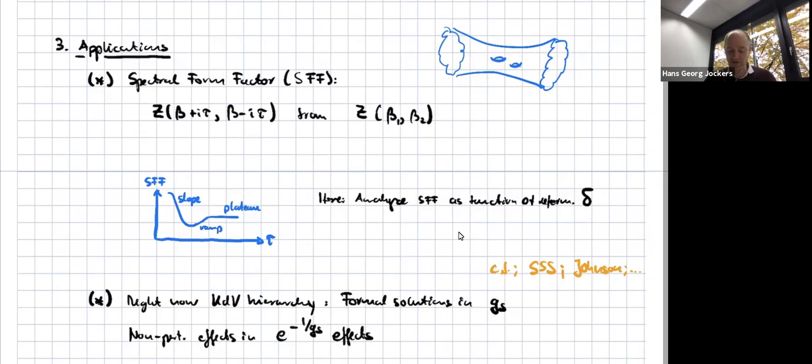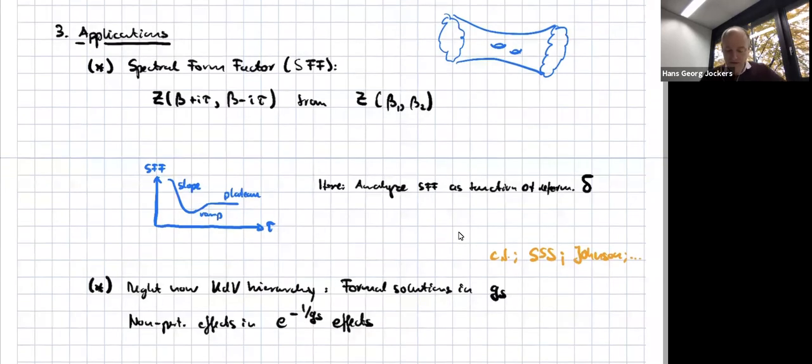But our suspicion, and this is something we're currently also investigating, is that this plateau arises from the fact that this is not just a formal sum, but a convergent sum, and not directly linked to the 1 over GS effects.